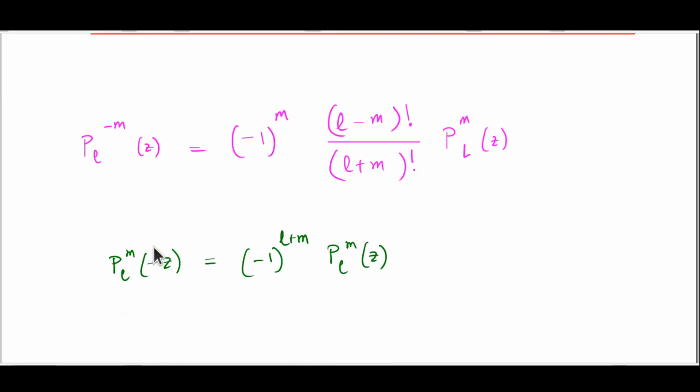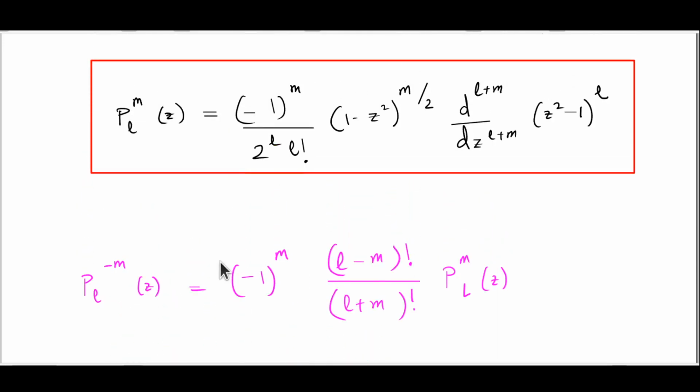Another important nice property that we have is these PLMs of z actually have a definite parity. If you replace z by minus z, it's pretty easy to see from the formula that we have here that this 1 minus z square factor of course does not change, neither does this z square minus 1 to the L. The only thing that changes is the dz. We change the sign. So if you change z to minus z, PLM will pick up an overall sign of minus 1 to the power L plus m.